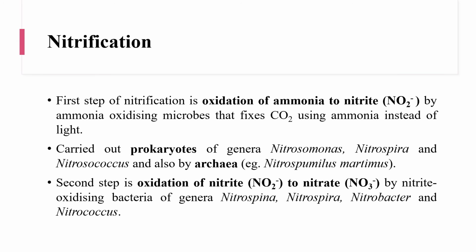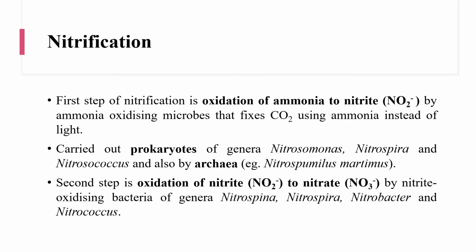The second step in the nitrogen cycle is called nitrification. Nitrification itself is a two-step process. The first step involves the oxidation of ammonia into nitrite by ammonia oxidizing microbes that fix carbon dioxide using ammonia instead of light. It is carried out by prokaryotes of the genera Nitrosomonas, Nitrospira, Nitrosococcus, and also by a lot of genera of archaea. Most of these archaea have not even been lab recorded. An example of an archaeon is Nitrosopumilus maritimus.